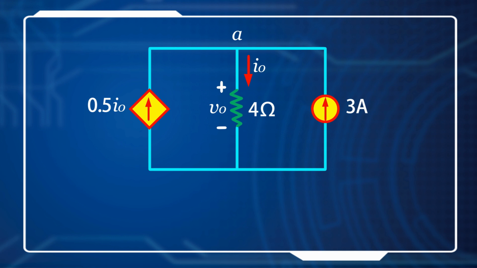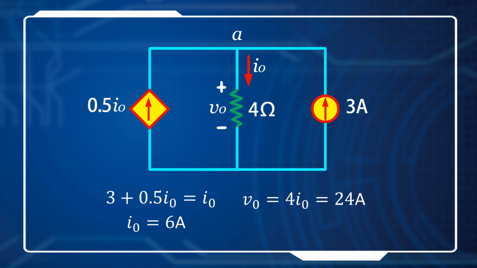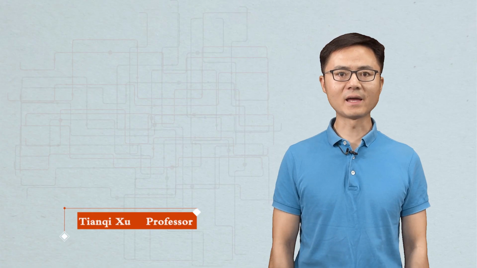In the first step, we can use KCL at node A, and we can get this equation: 3 plus 0.5 multiplied by IO equals IO. And we can calculate IO as 6 amperes. For the 4 ohm resistor, we can use Ohm's law, and we get VO equals 4 times IO equals 24 volts. This is the end of this section.